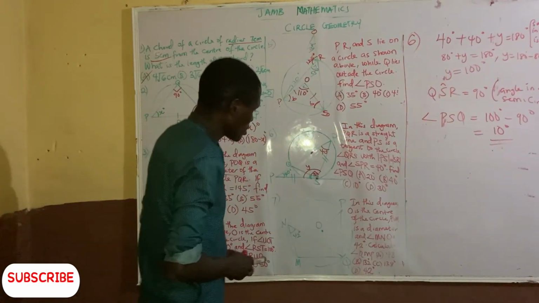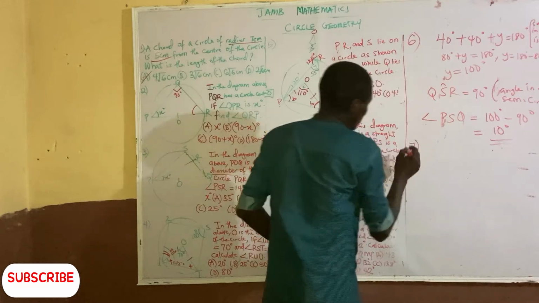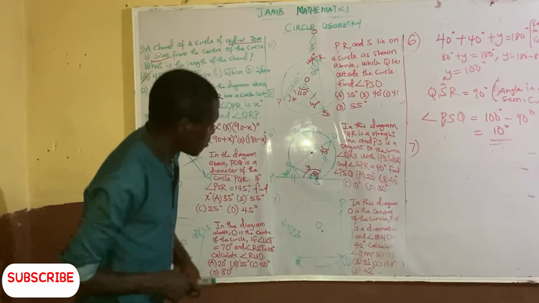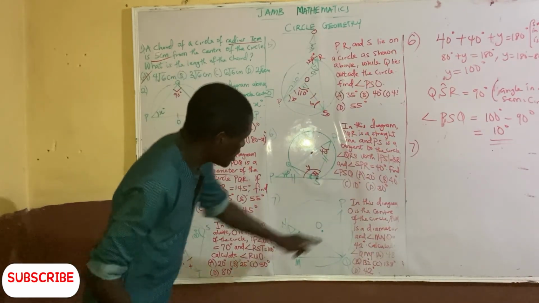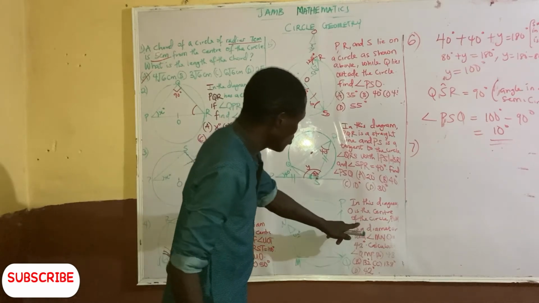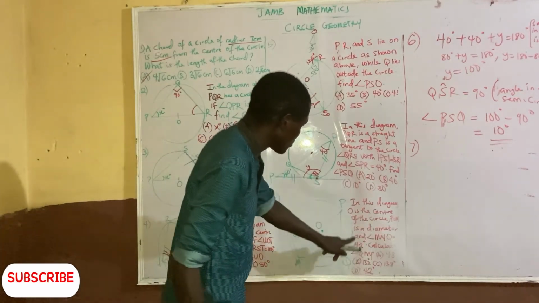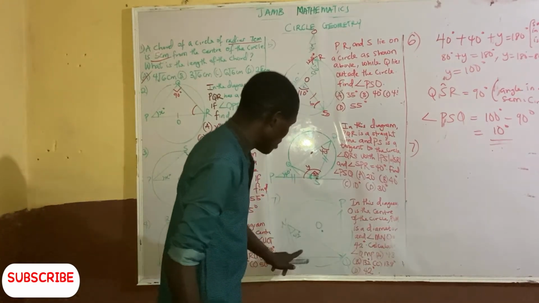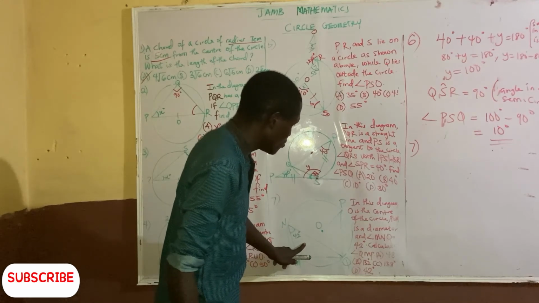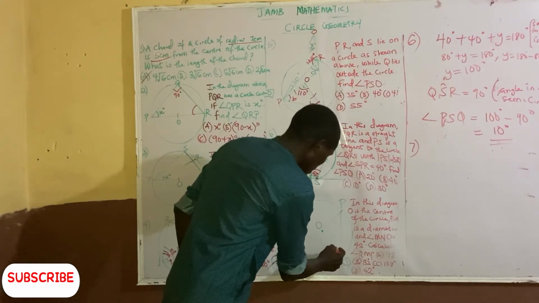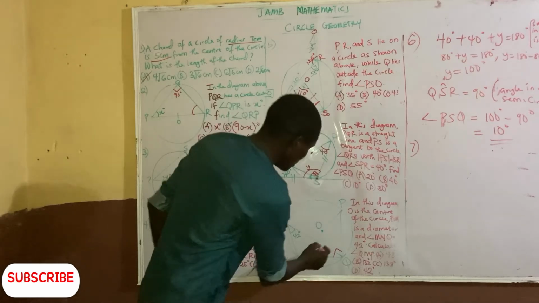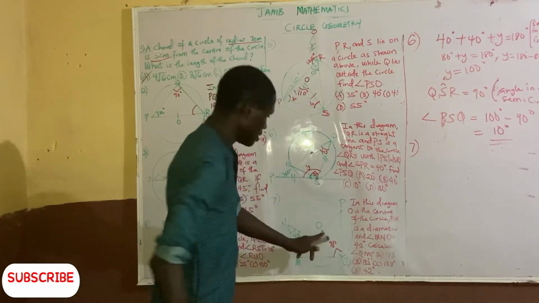The last question, which is question number 7. Let's do question number 7. In this diagram, what is the center of the circle? The center of the circle O, POM is a diameter. So if we have a diameter, this angle here is equal to 90 degrees, because there is a diameter here.